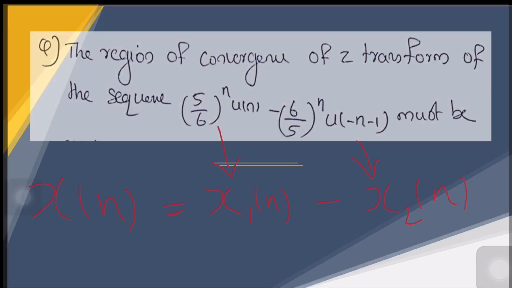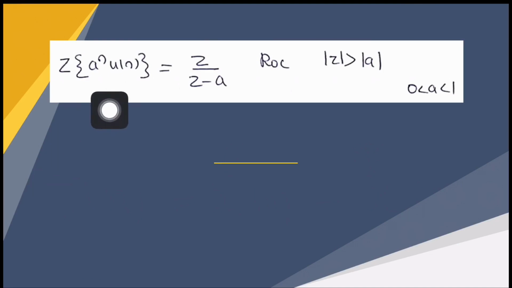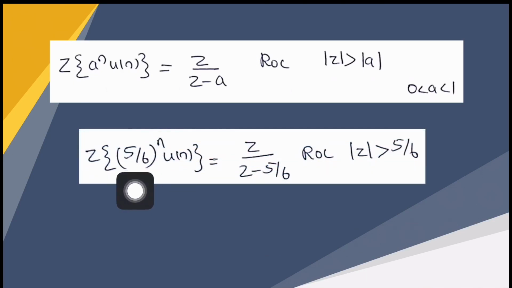Got it? The Z transform of the standard sequence a^n u[n] is z by z minus a with ROC mod z greater than mod a, where a is a constant. Based on this, we can write the Z transform of x1[n], (5/6)^n u[n], as z by z minus 5/6 with the ROC mod z greater than 5/6.